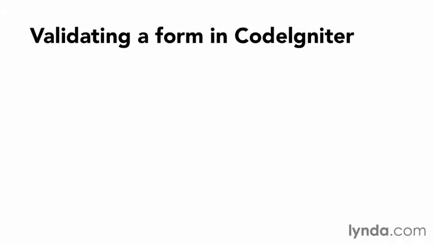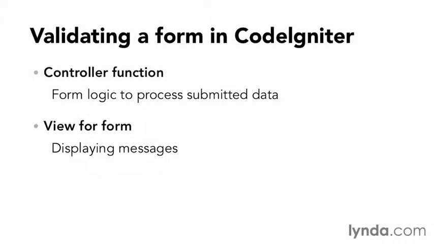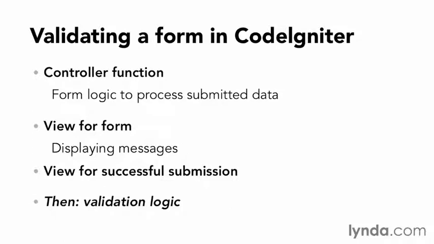In order to implement a validating form in CodeIgniter, I'll need three things. First, a controller function that contains the form logic, like processing submitted data. Second, a view that contains the form itself, including a place for displaying messages. And finally, a view for a message that will be shown upon successful submission. Once I have those pieces, I can then add the validation logic.